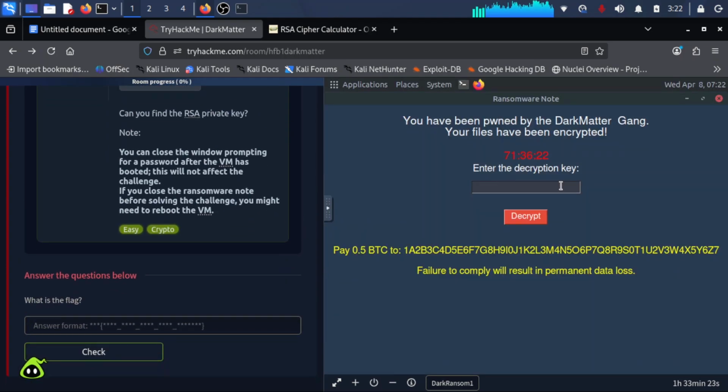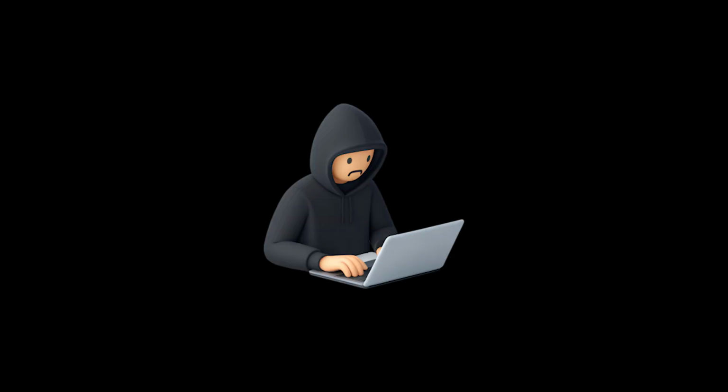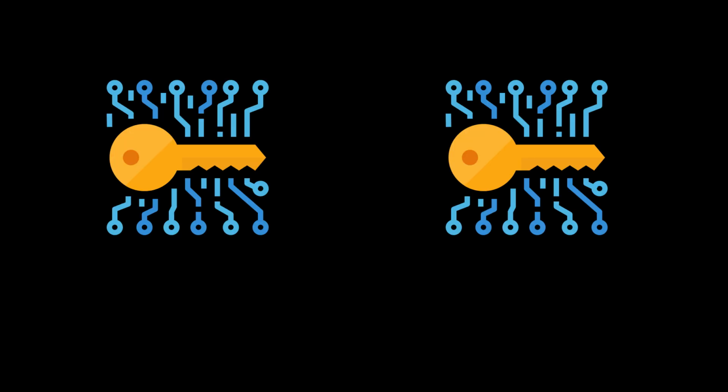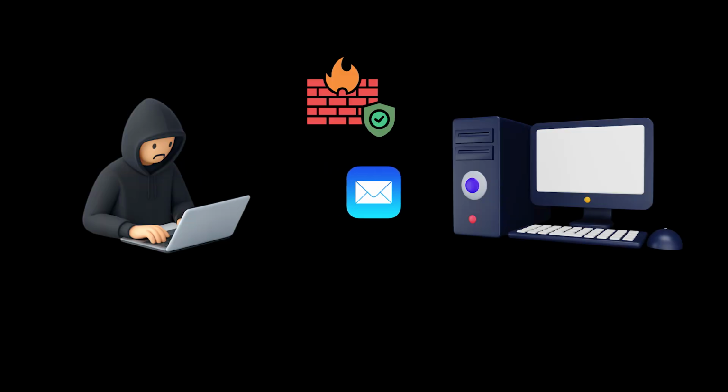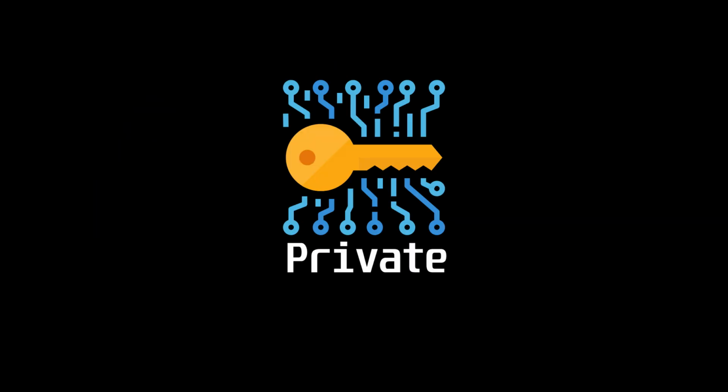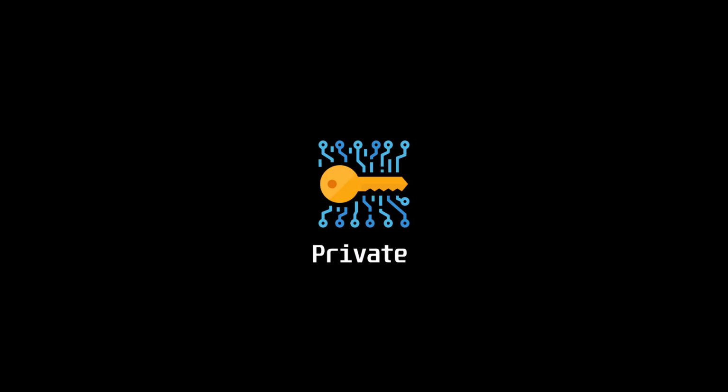The message is given: you have been pwned by DarkMatter, your files have been encrypted, and they're asking for some ransom. Now, before I go into the detail of RSA, I'll just give a basic example. RSA is a widely used asymmetric encryption algorithm that is designed to provide secure communication over insecure networks. It works using a pair of keys. One is a public key and one is a private key. The public key is shared openly and can be accessed by anyone who wants to send a secure message to the owner. On the other hand, the private key is kept secret and is only known to the person who owns it. The security of RSA depends on keeping the private key confidential.